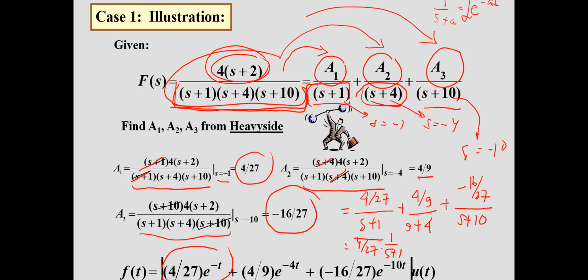And then a2 is 4 per 9. And this one is s plus 4, so this will be e power of minus 4t. So we get that the inverse of 4 per 9 per s plus 4 is 4 per 9 multiplied by e power of minus 4t. And then the last part is minus 16 per 27 per s plus 10. So this one is s plus 10, so the inverse is e power of minus 10t. So we get minus 16 per 27 multiplied by e power of minus 10t. So this is the ft of this equation.